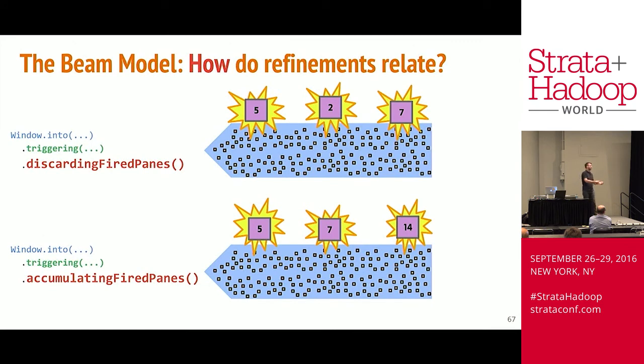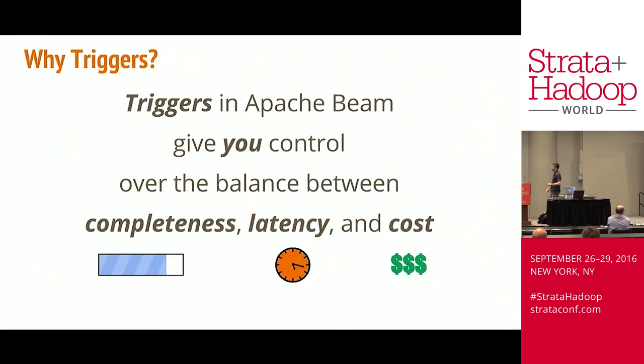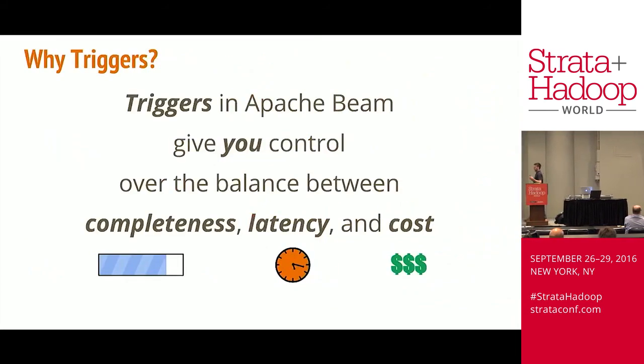Seeing this evolve, hopefully the pattern's pretty obvious. I just want to narrate it to make sure I've emphasized it enough. On the bottom, you see the sums just increasing, and I'm outputting a replacement for the prior value. Across the top, I'm outputting deltas. So that's how triggers and accumulation mode combine to let you express your use case.